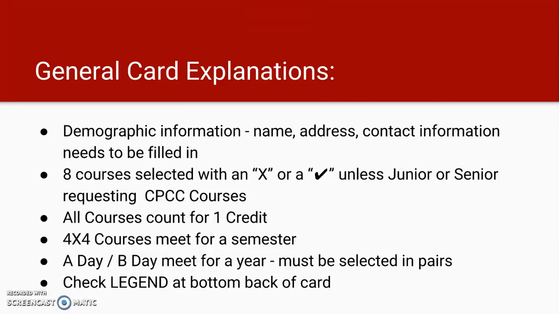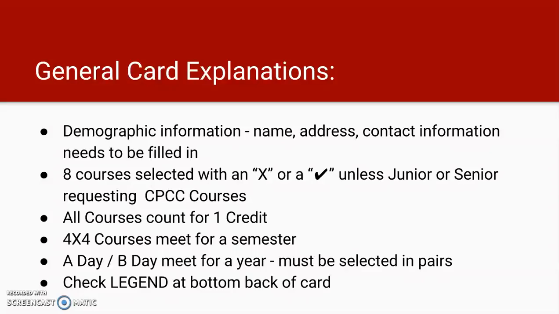Let's review some general information for completing your course selection cards. Information such as name, address, and contact information should be completed on the front of the card by the time you turn it in. All students should select 8 courses, which they will mark with an X or a check mark. Exceptions are for seniors who are requesting early release, mid-year graduation, and/or career and college promise courses at CPCC. All courses are valued at 1 credit. That includes semester and year-long courses.